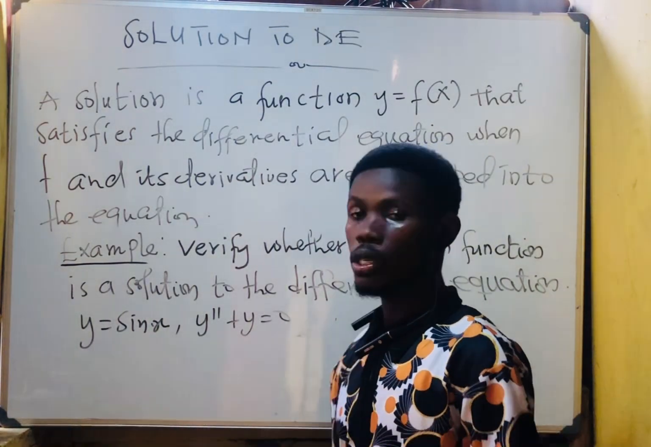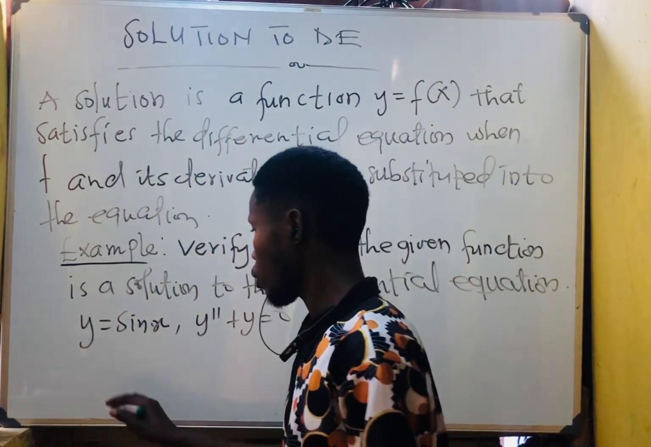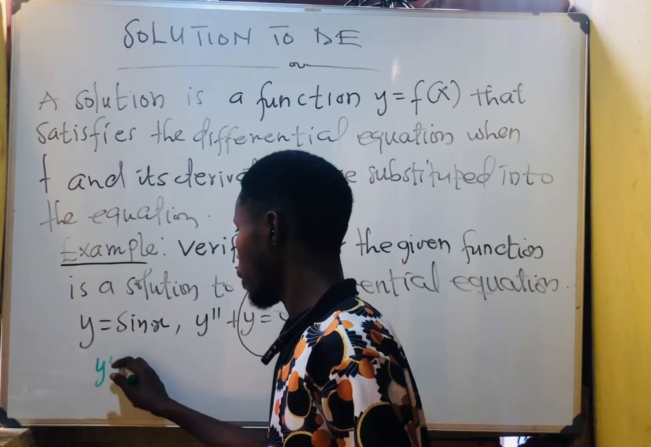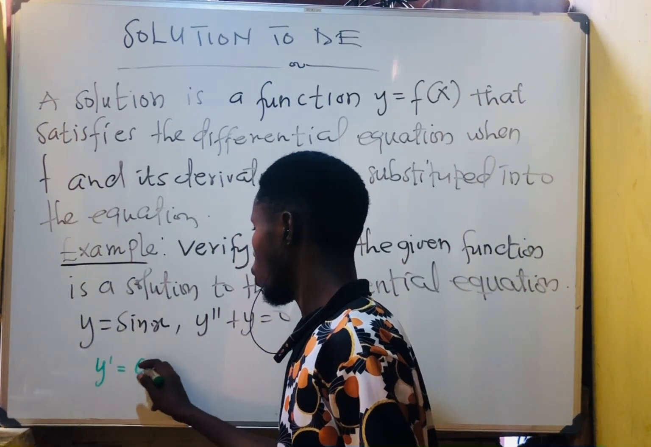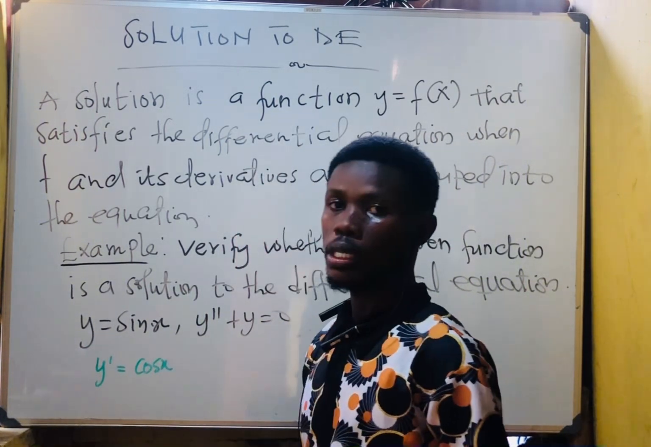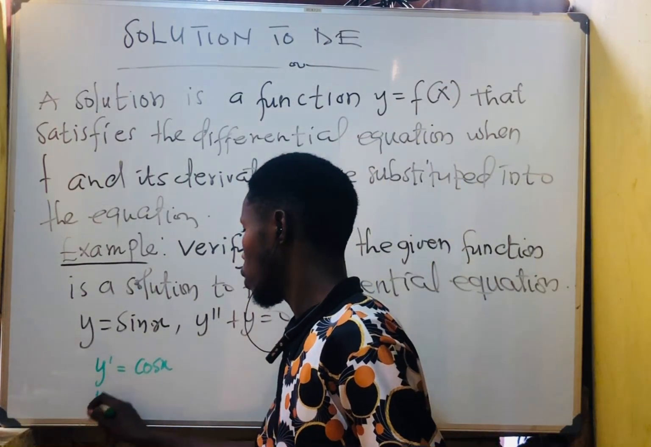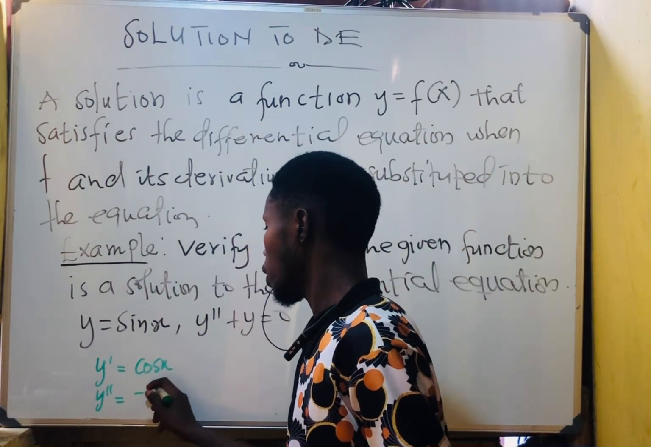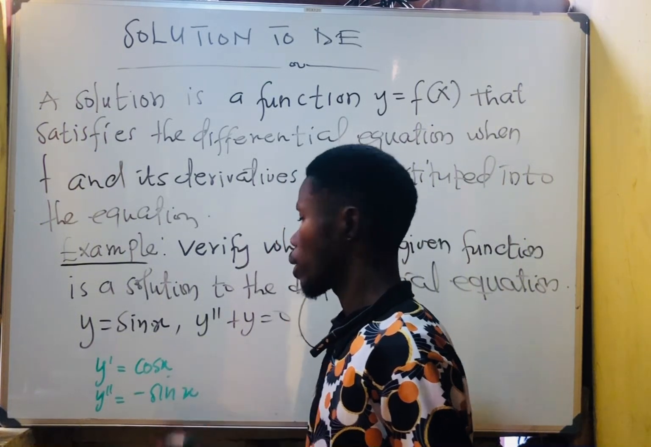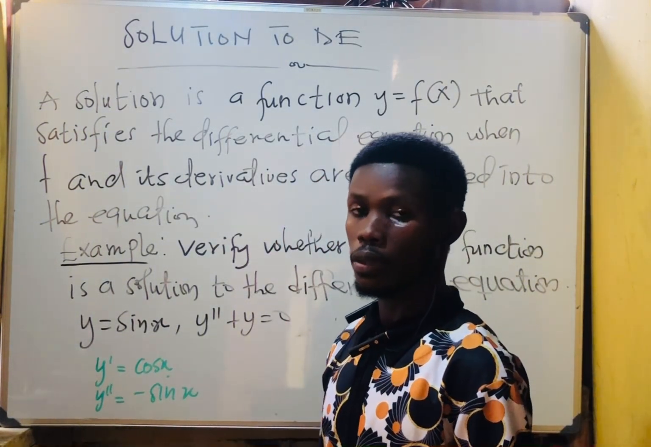So first, let's differentiate sine. The first one will be y prime. That will give us what? Cos x. Is that okay? Then we differentiate it a second time. That will give us negative sine x, because when you differentiate cos x, you get negative sine x.